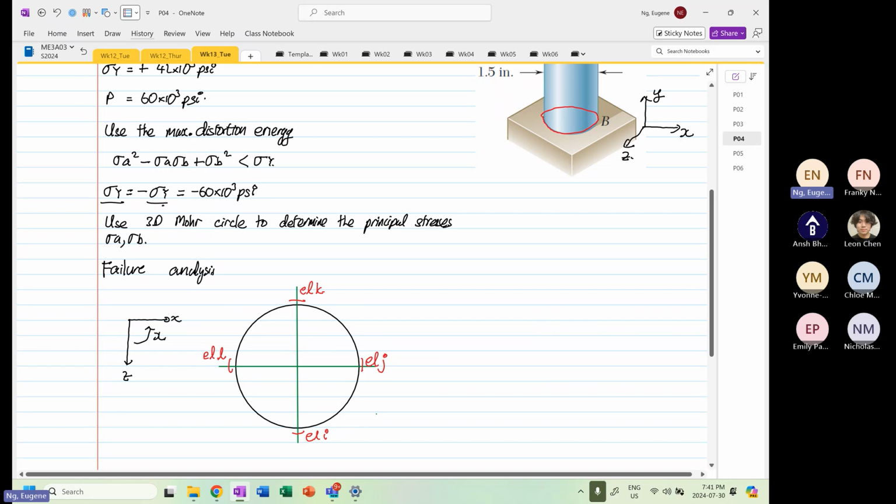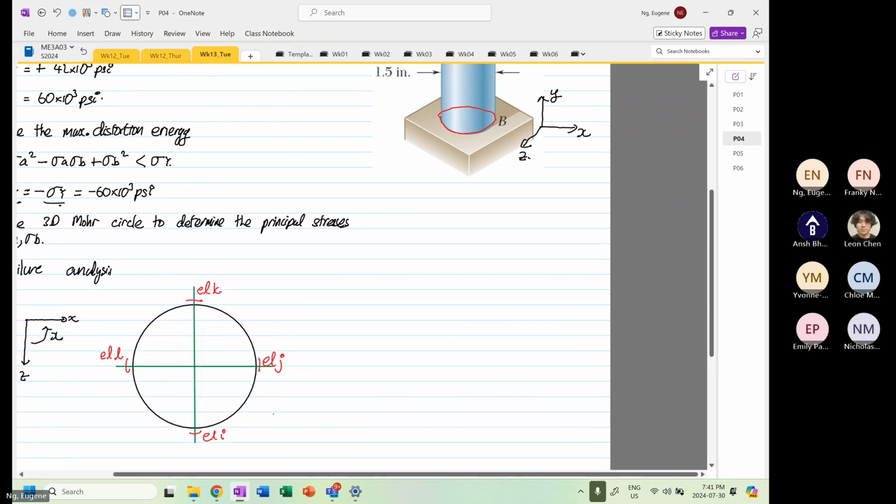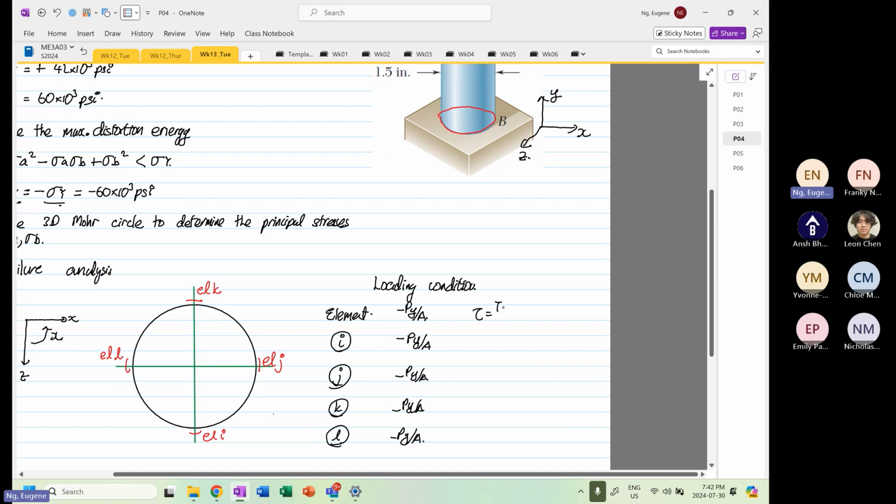So if we were to look at the loading condition, we have our elements I, J, K, and L. If we look at minus Py over A, the normal stress, elements I, J, and K all see the same minus Py over A. And then if we look at the shear, which is equal to Ty, or the radius, divided by J, all of them have the same thing.